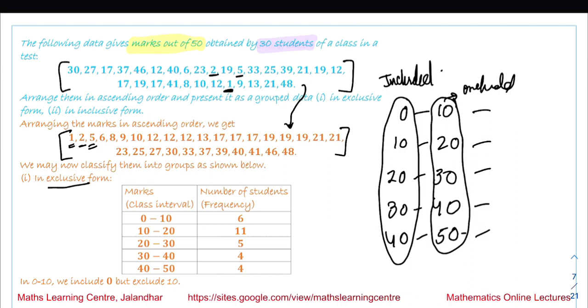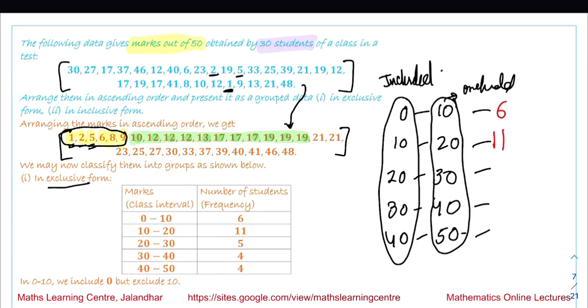Now we are talking about how many numbers are there. It is 1, 2, 3, 4, 5, 6 numbers that are included in this class. Now 10 is in the next class. So how many numbers are there? We are talking about the numbers from 10 to 19. All these numbers lie in this second class. It is 1, 2, 3, 4, 5, 6, 7, 8, 9, 10, 11 numbers. So the frequency for this class is 11.